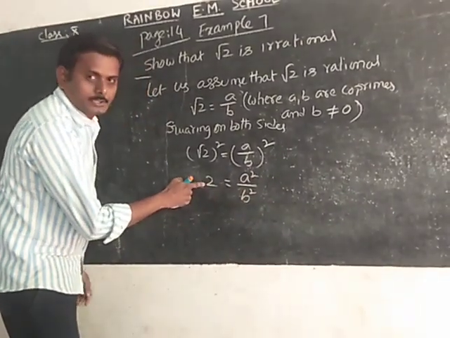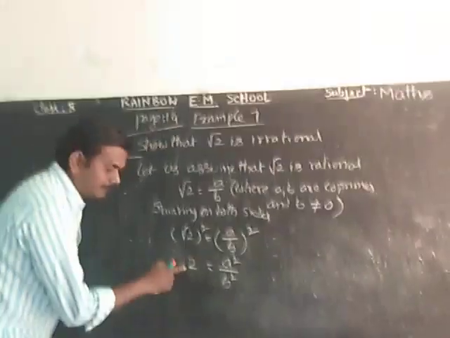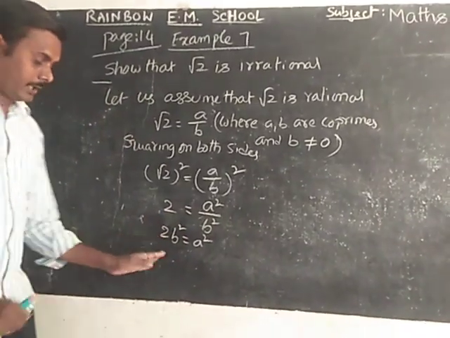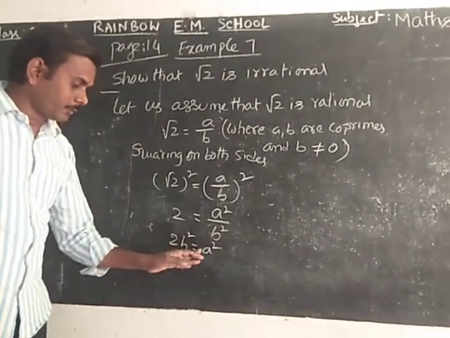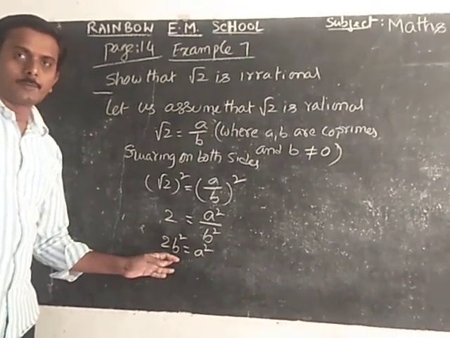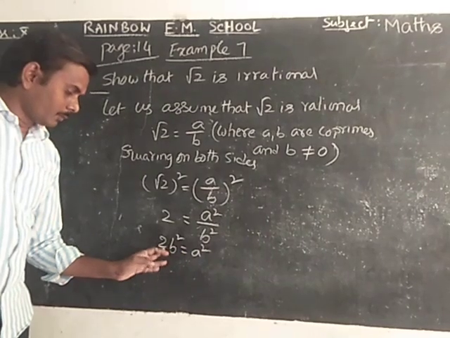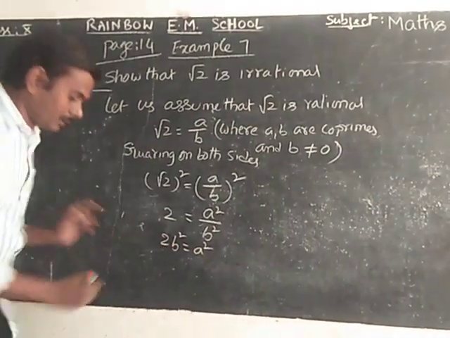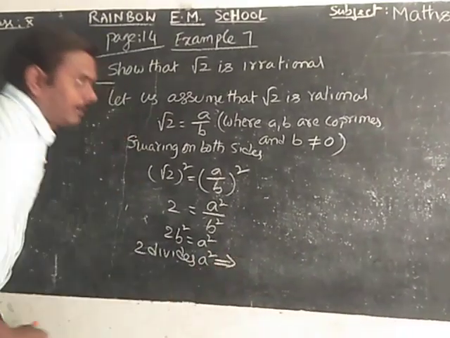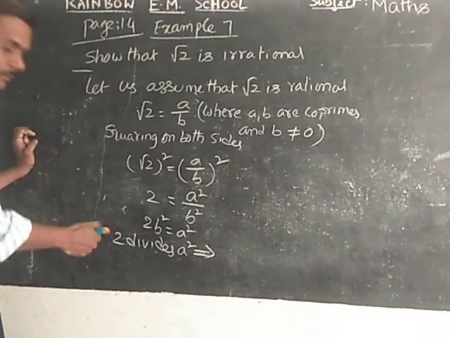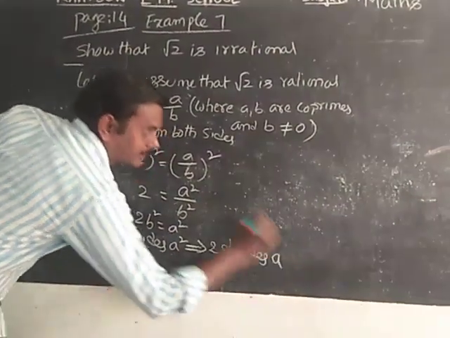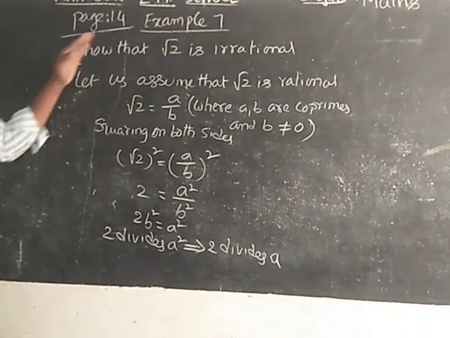Now move this b square towards the 2 side, then it will be 2b square equal to a square. If you observe here, 2b square equal to a square, that means we can conclude a square is a multiple of 2. If 2 multiple, then 2 divides a square. If 2 divides a square, already we know one rule: 2 divides a square means we can say immediately 2 divides a. This is the first part.